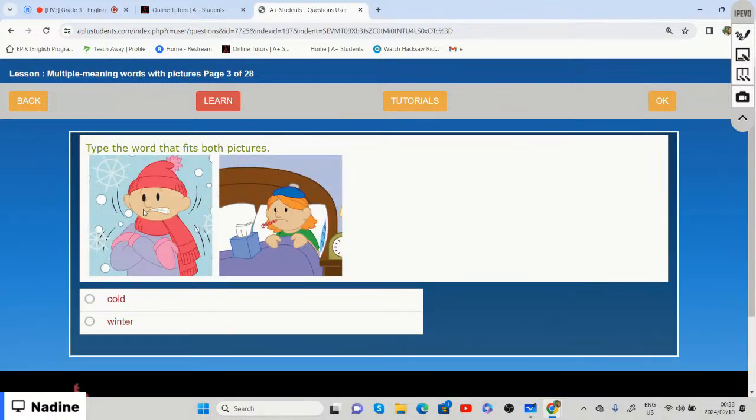All right, let's look at these ones. If we look at the first one, it looks like it is maybe winter season. And the second one is when somebody is sick in bed, right? So if we look at both of these pictures, are both of them cold or are both of them winter?